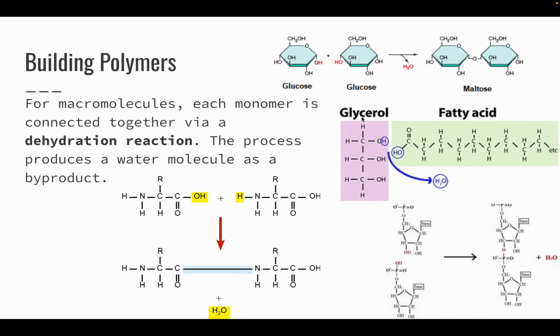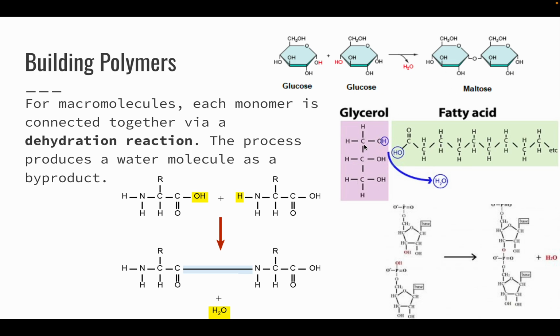If we look on the top, this one's showing what happens with carbs. We have 2 glucose monomers. One will lose its hydrogen, the other will lose its OH, its oxygen hydrogen. Those will form a water, and then these will want to bond together. Then we get maltose, where a glucose and a glucose are bonded together. We made 2 small things into 1 larger thing, so this is a dehydration reaction.